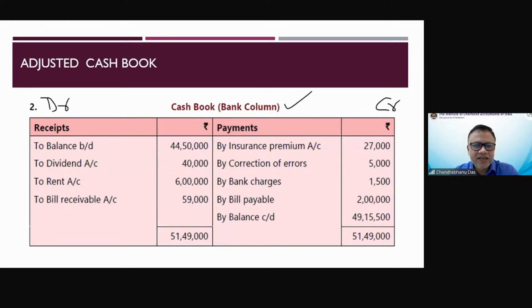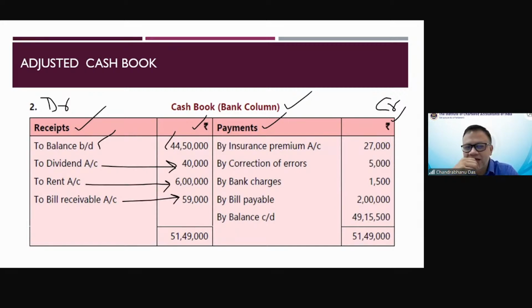One is the debit side, the left hand side is the credit side. You have the balance brought down of 50,000. You have the payments. Now dividend 40,000 comes to the debit side. You received money. Rent also you received money. Bill receivable discounted. You got 60,000 minus 1,000, 59,000. So your balance is 51 lakh 49,000.